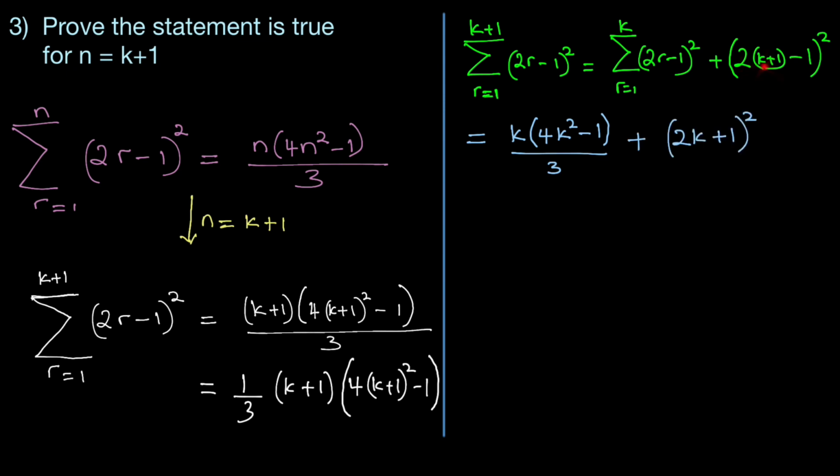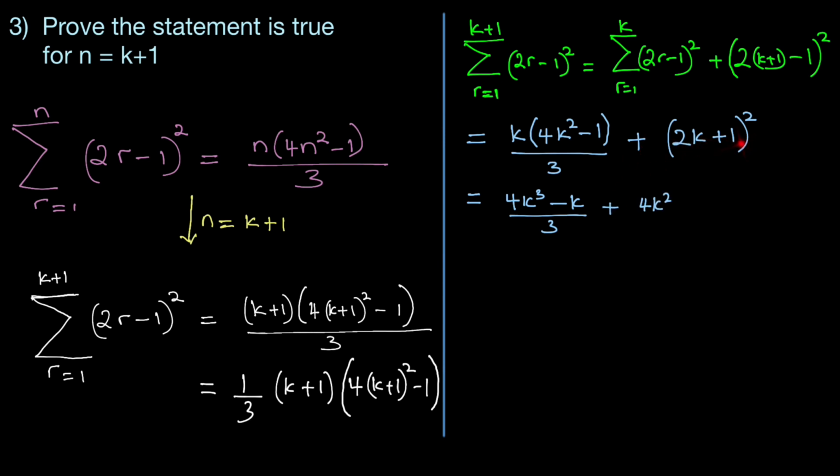2 times k, that's 2k. 2 times 1, that's 2. So 2k plus 2 minus 1 will be 2k plus 1. So you expand that bracket, then you get that. And now I need to carry on simplifying this. So that's that one here. I just multiply out with the k. 4k cubed minus k times that, and k times that, plus I need to expand that.